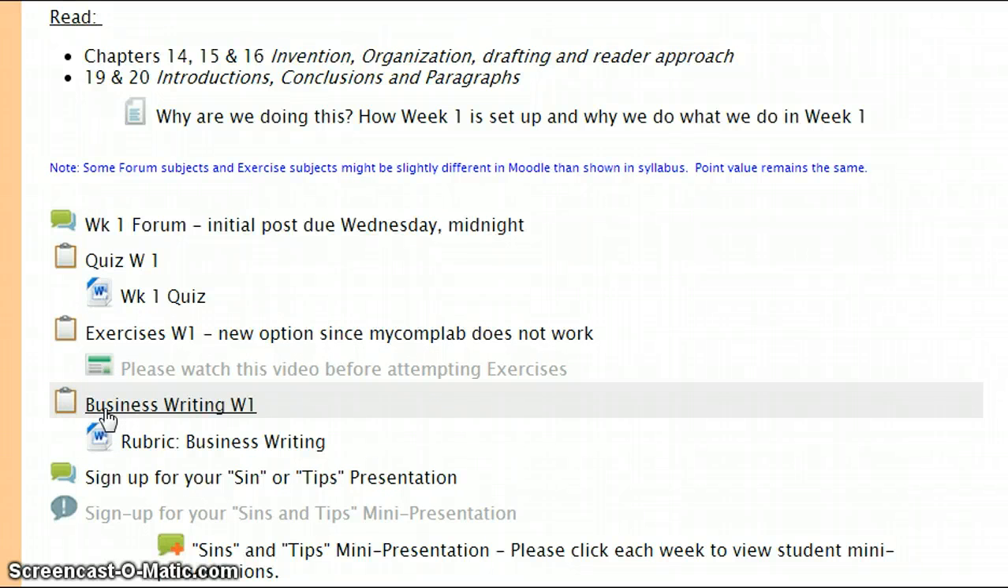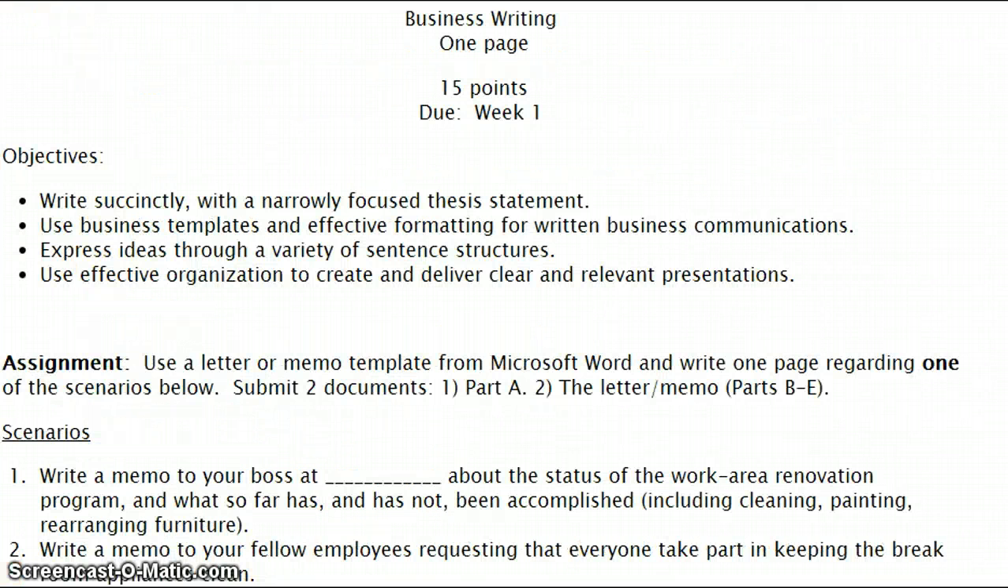Business writing, let me explain why I do this. The business writing exists to ease them into writing for the first time in this course. A lot of them haven't been in school for a while, and it's just a one-page paper, a letter format, but it provides scenarios for them to write about. So after they read those first few chapters in week 1, they've got an idea of how to write succinctly. They have an idea of what a thesis statement should look like. And they have some very clear direction for effective organization from those chapters.